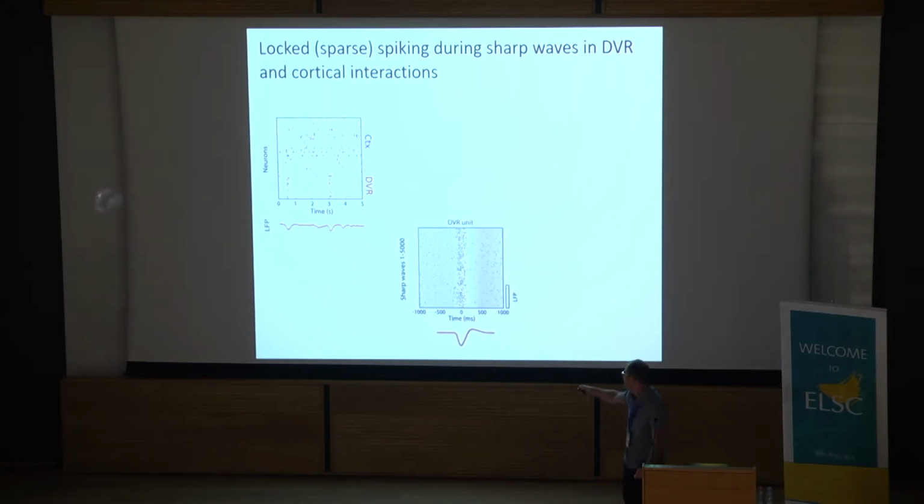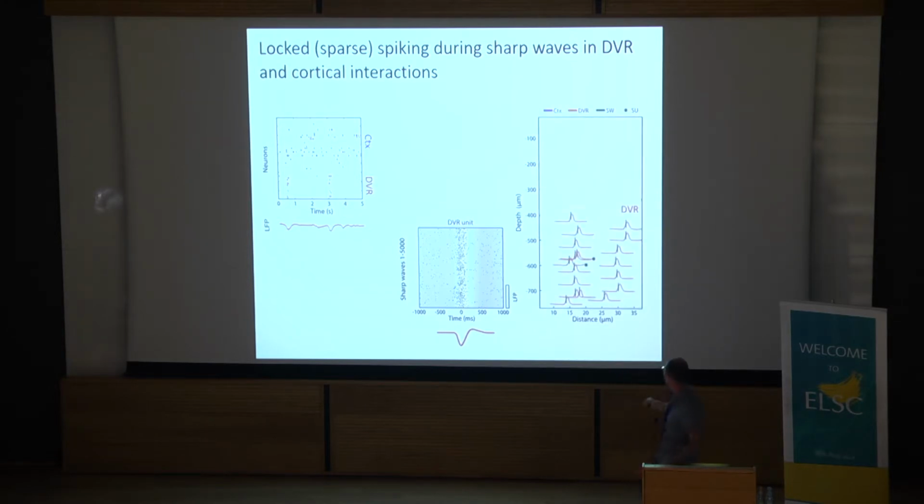Here are 5,000 sharp waves, 1 unit, and it's firing in all these sharp waves, and the sharp wave is at time 0. And you can see that for a unit in DVR, it's really locked to the sharp wave. So it fires in the falling phase of the sharp wave. And if you do it for many units, you see the same. So this is the firing rate. The line is the time of the sharp wave. Basically, you see that they are all locked to these sharp waves in DVR.